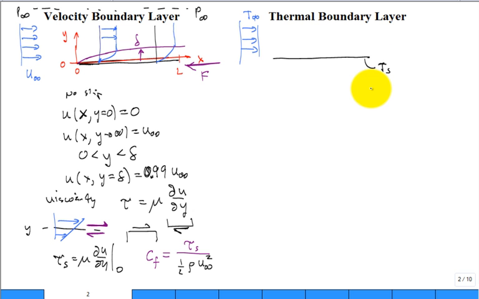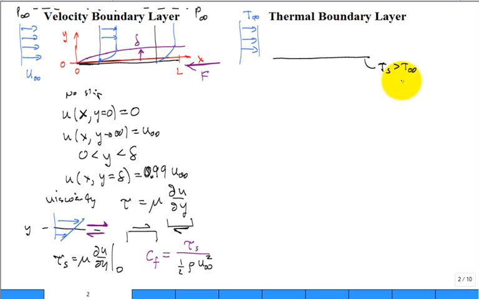Okay? Now, if the plate is hot, we can sketch that out, that'll work. Or the plate is cold, we can sketch that out, that'll work just as well. Which way do you like? Let's put a hot plate. So just for example, Ts is greater than T infinity.